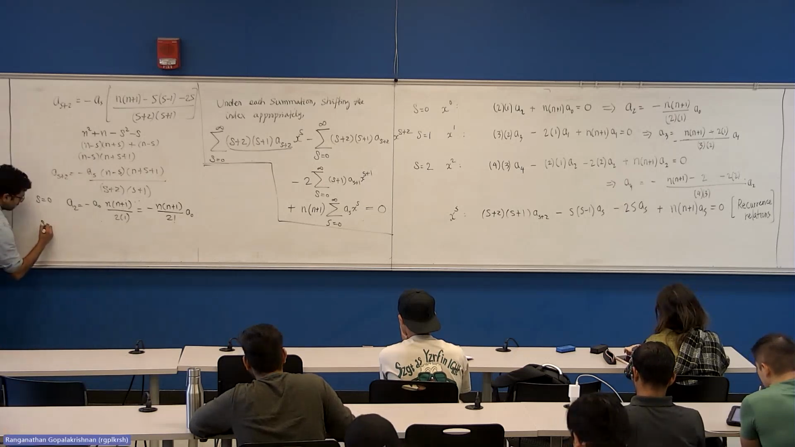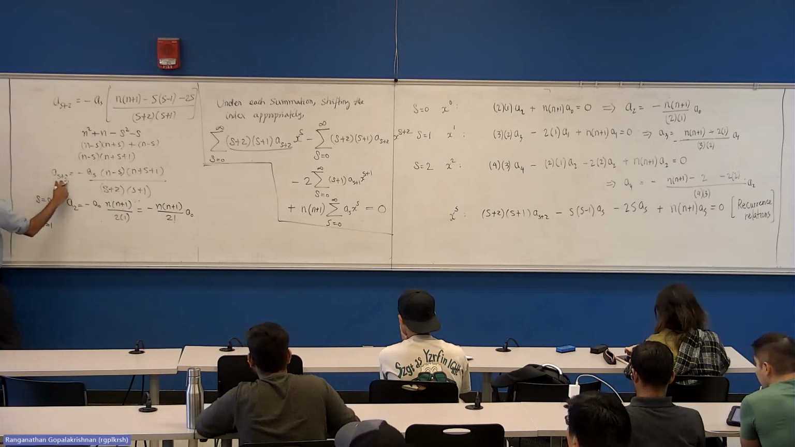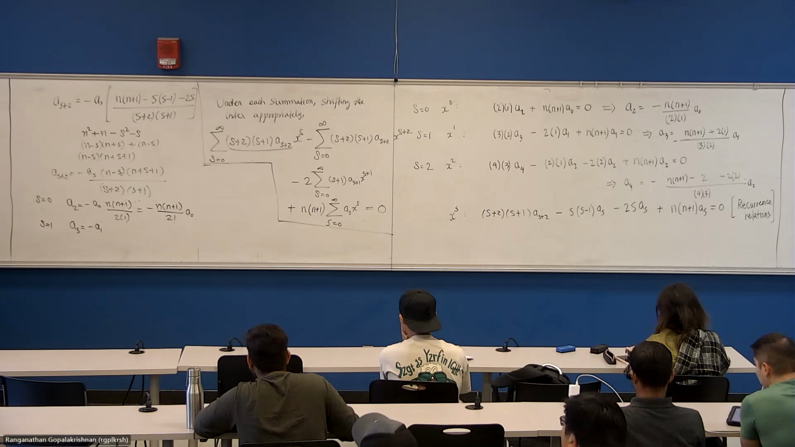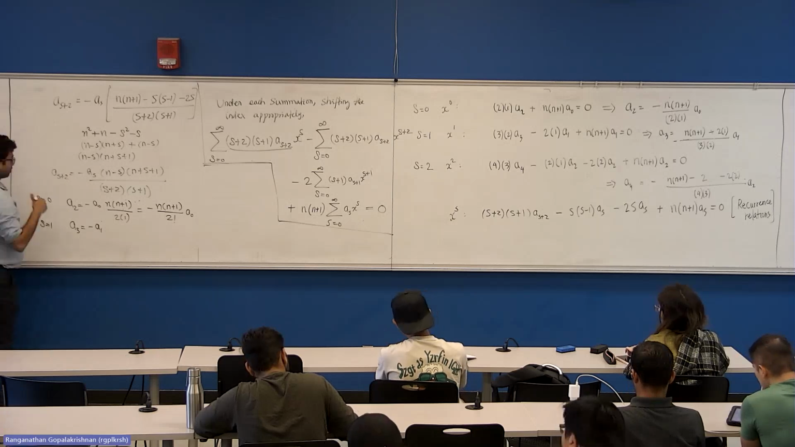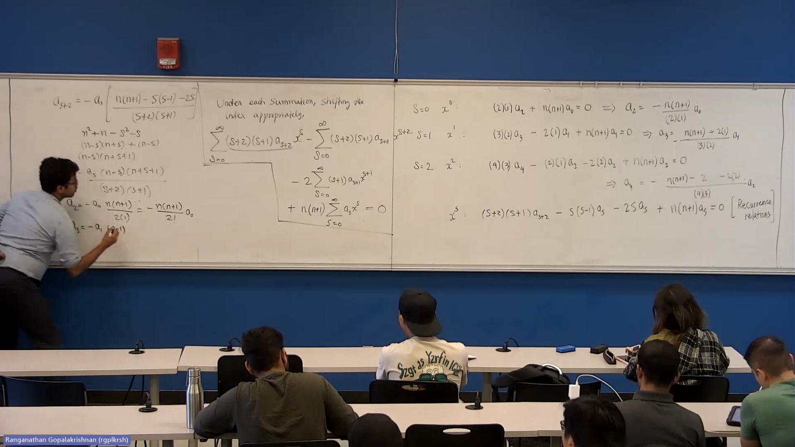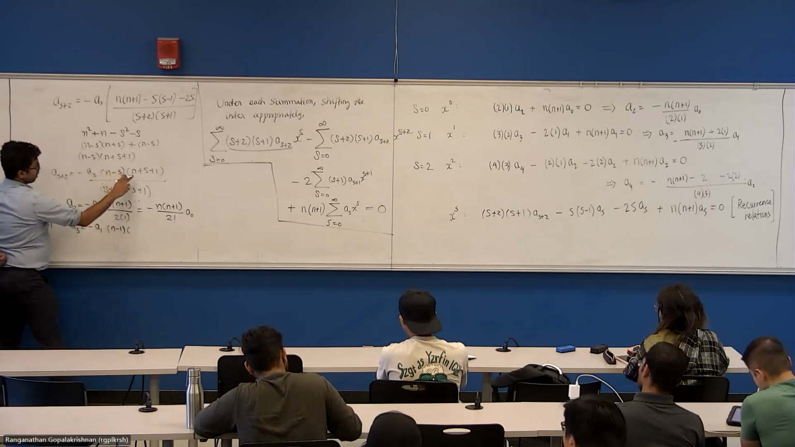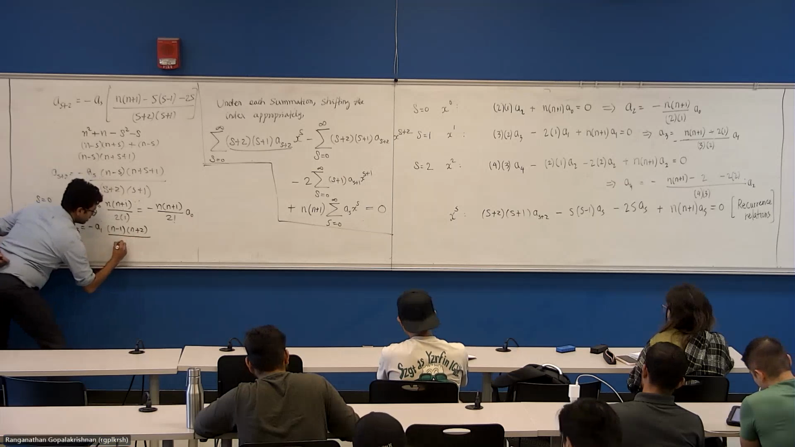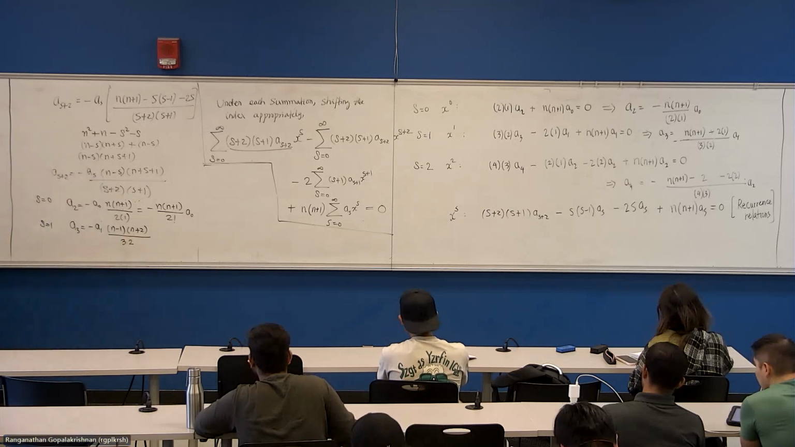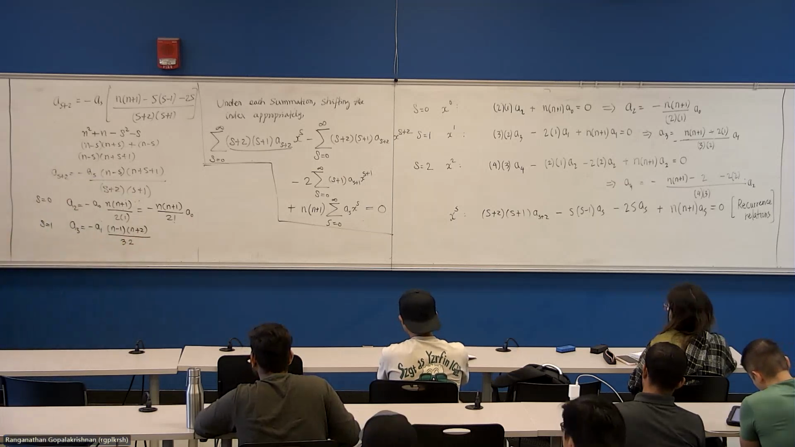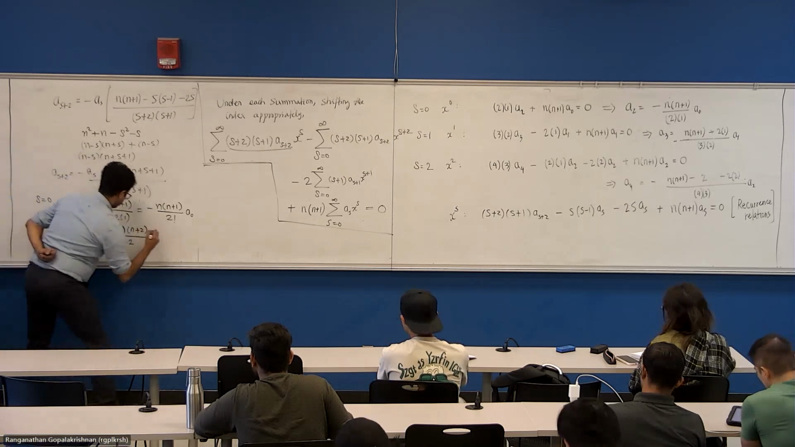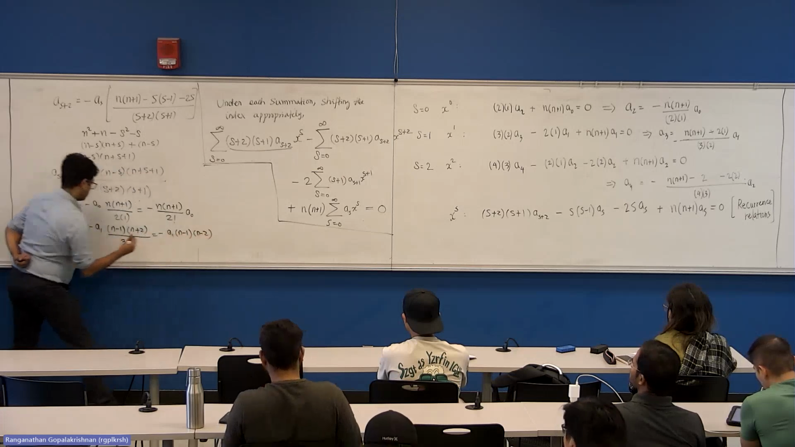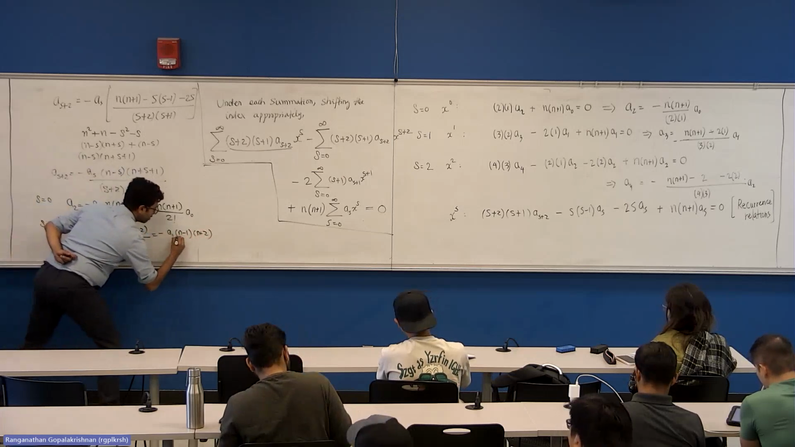And s equals 1 is going to get you a3 equals minus a1 times n minus 1 times n plus 2 divided by 3 times 2, which I can write as minus a1 times n minus 1 times n plus 2 divided by 3 factorial.